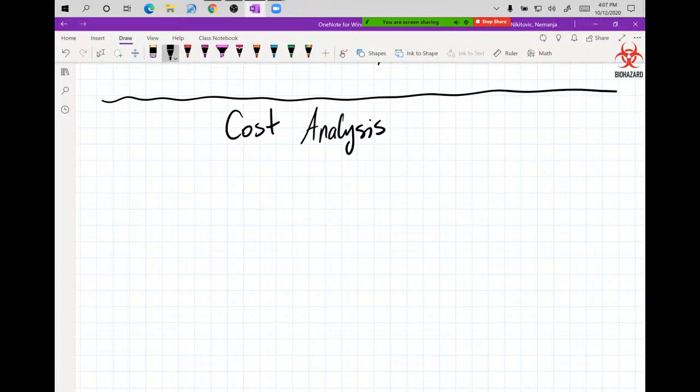Cost analysis. So what we are going to do now is take a look at the cost analysis of the business. The cost is a very important thing to consider when you're running a business, because when your costs are high, your profits are down, and the business has to fold, obviously.